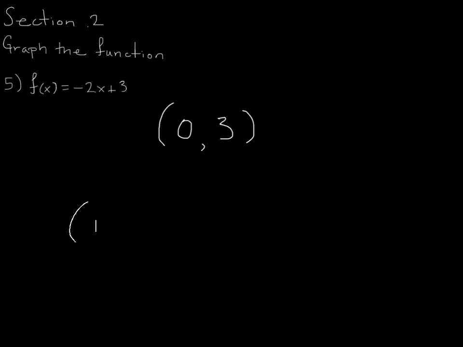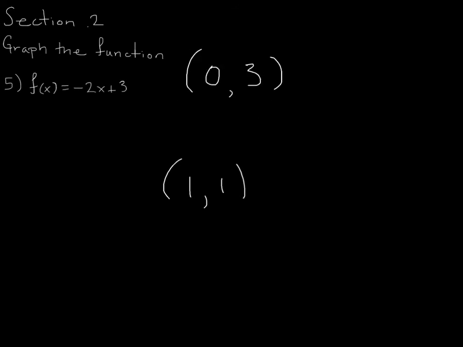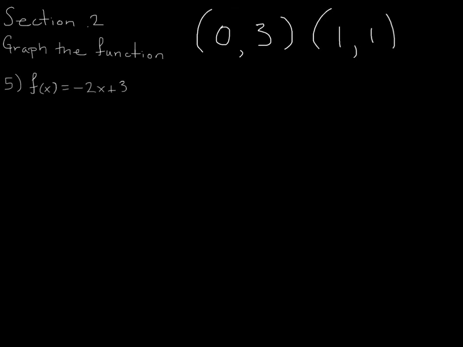I like the point 1 because it's easy to plug into this function, so we'll end up with minus 2 plus 3, which is 1. And we now have our second point on the function. So we have these 2 points on the function, and now it's time to plot them on a graph.